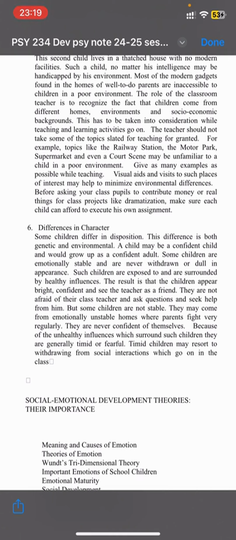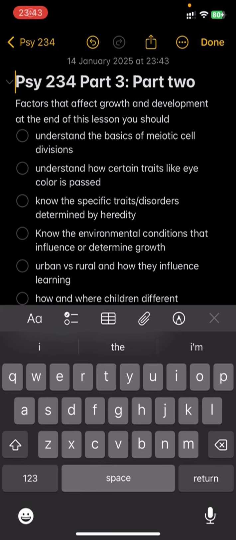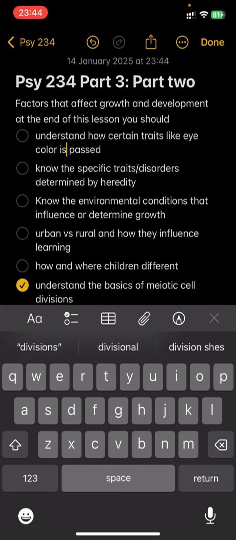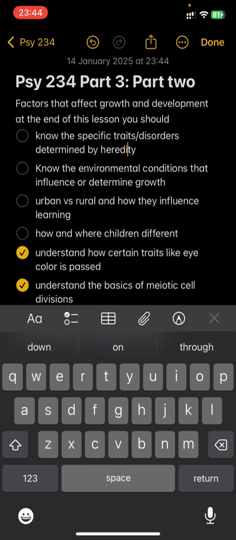I think the next part will be summary questions to just help you go through everything. So now we've come to the end where we're going to take some questions. So now you understand the basics of meiotic cell divisions. Mitosis is when the cell divides into two where the daughter cell is exactly the same. Meiosis is when two parents bring gametes, the sperm cell and the ovum, to create children which are alike but not exactly similar. So now you understand that. Understand how certain traits like eye color are passed down.